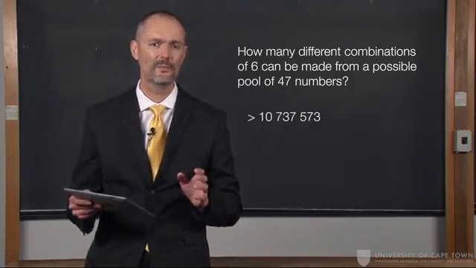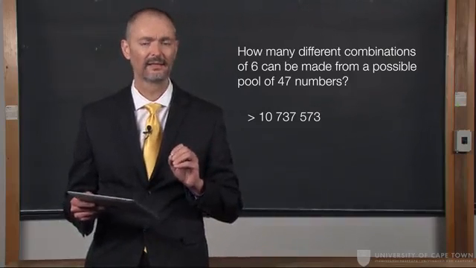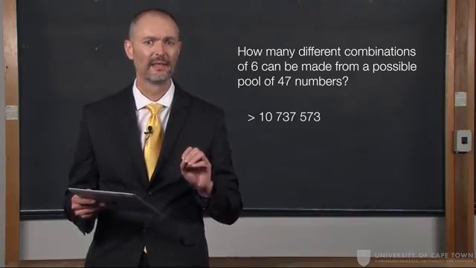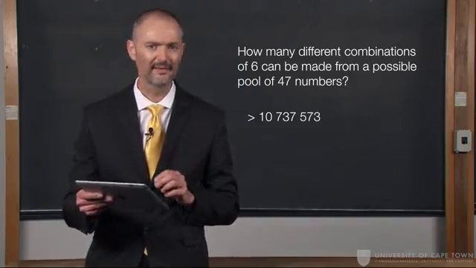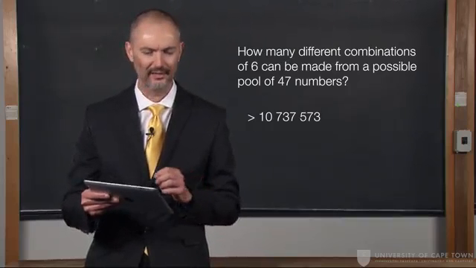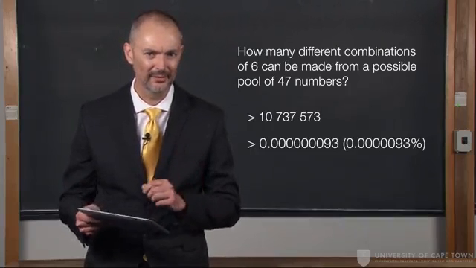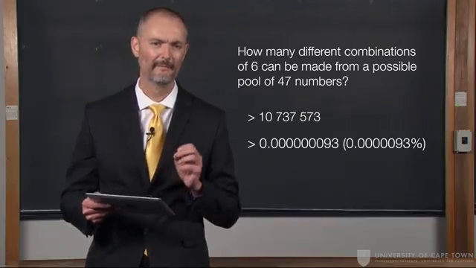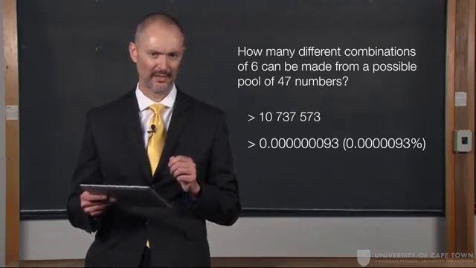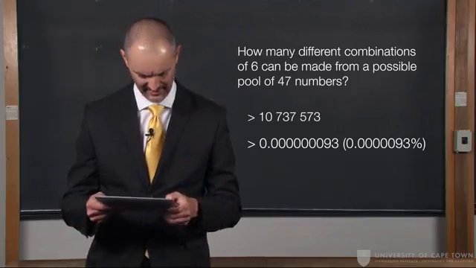10,737,573. That's enormous, and that's why you don't win the lottery. Because if you pick 6 numbers, that's 1 in 10,737,573. So I worked it out for you there, what your probability is, your likelihood of winning the lottery. It's actually very, very small. No wonder they say playing the lottery is just another form of tax for people who don't understand mathematics.